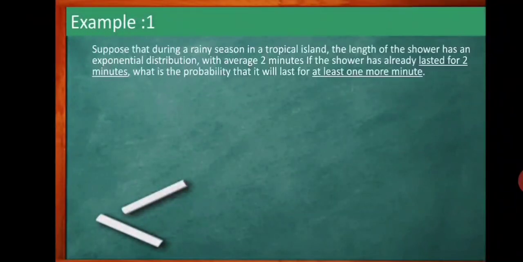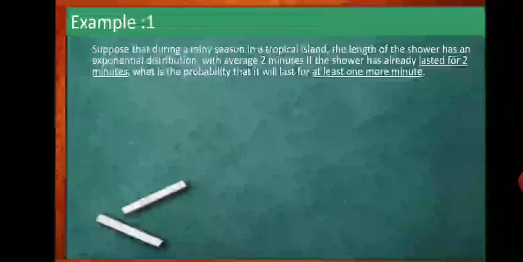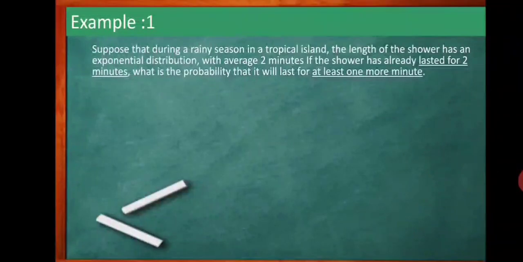To understand this better, I consider one example. Now, see what is the example? Suppose that during a rainy season in a tropical island, the length of the shower has an exponential distribution with average 2 minutes. If the shower has already lasted for 2 minutes. Now, what is the question? What is the probability that it will last for at least 1 more minute? So, what is the question? Already it has showered for the last 2 minutes. Now, including that with 1 more minute. So, we have to find this.